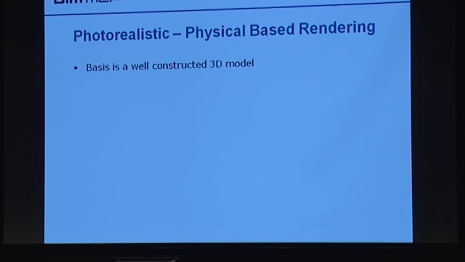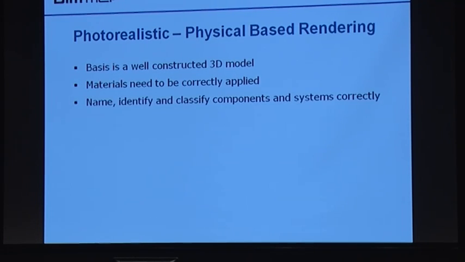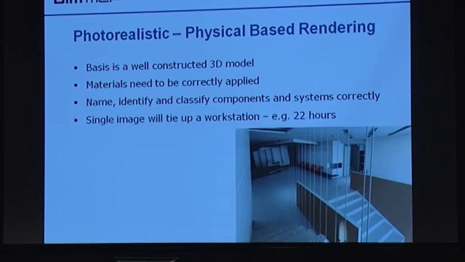So the basis is a well-constructed 3D model. Your materials need to be applied correctly. One of the things you should be sorting out at the very start of the BIM plan are what are the materials on the job and how are we going to apply them, and come up with some standards for that. Again, name everything correctly.